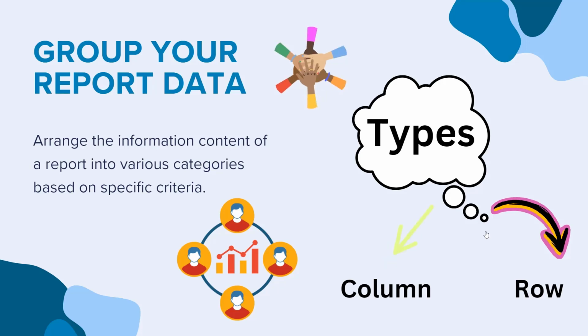So grouping your report data by a column in Salesforce allows you to organize the data within a column. It means that you are categorizing your data based upon the specific field value, and these categories appear as a column in your report. So let's see how we can group it by the column also.